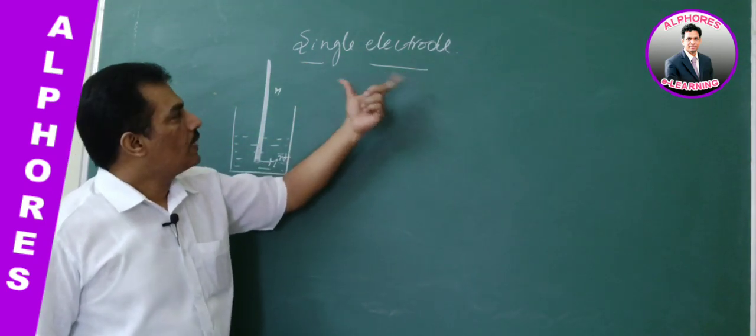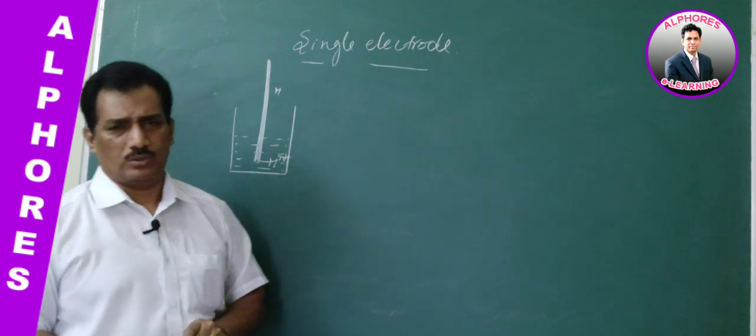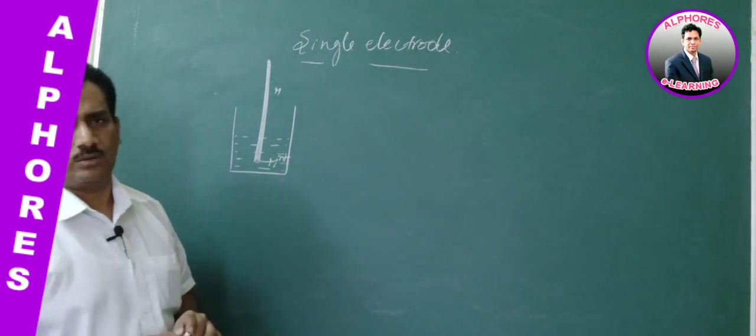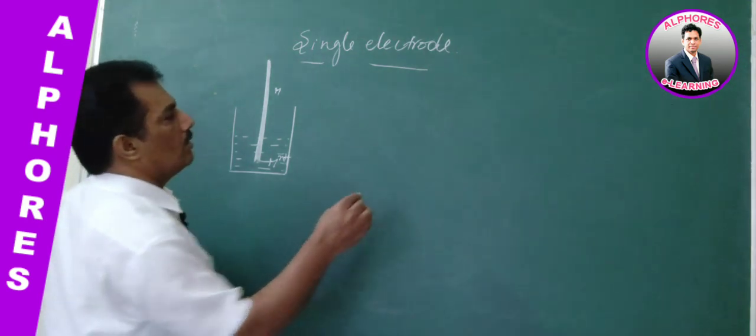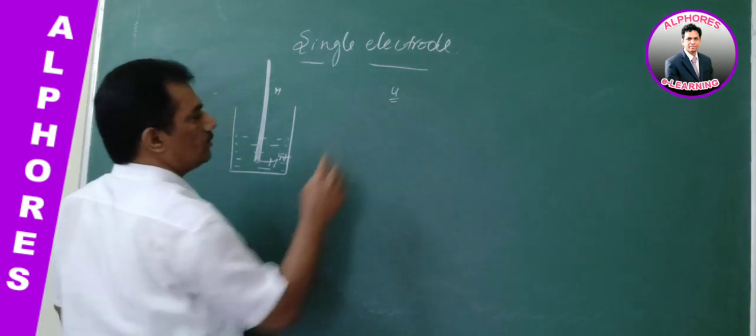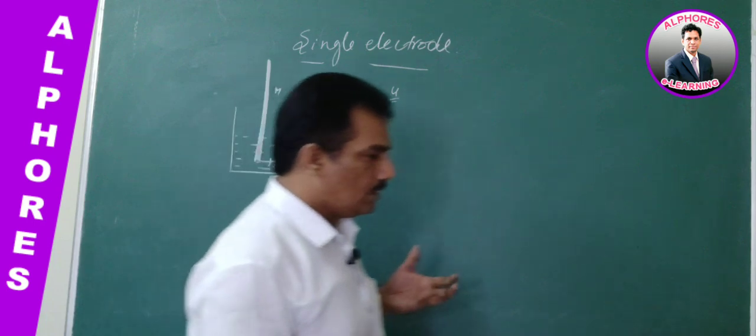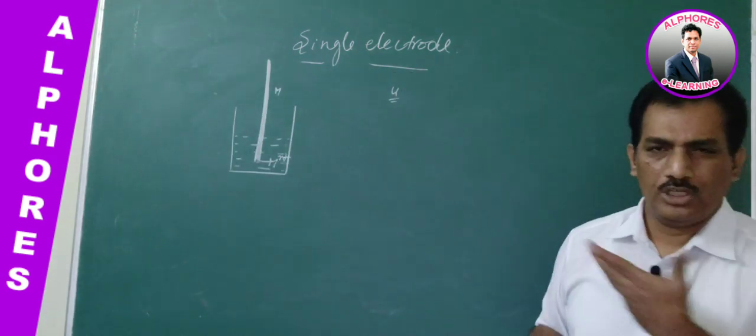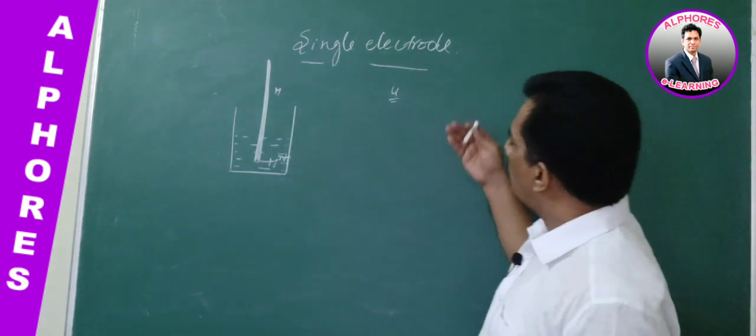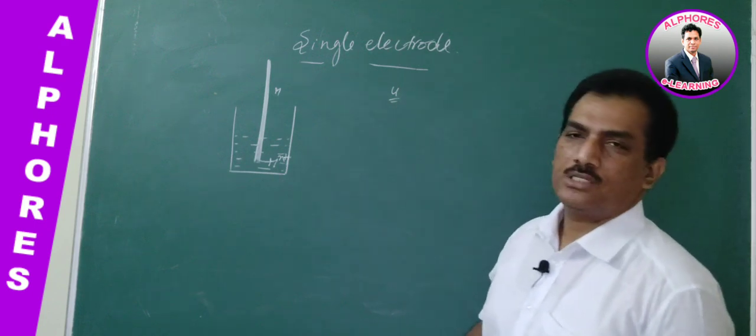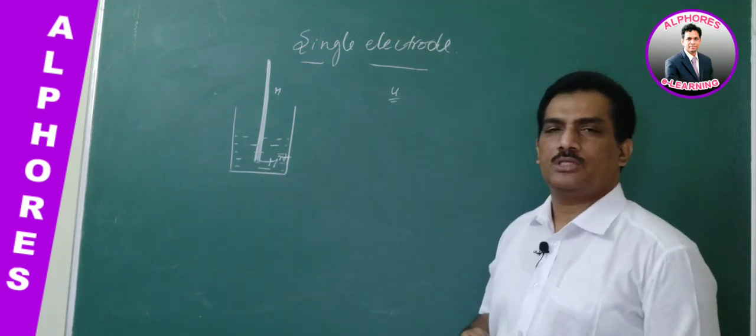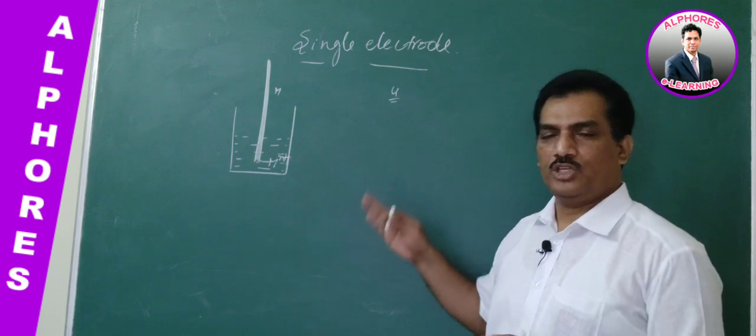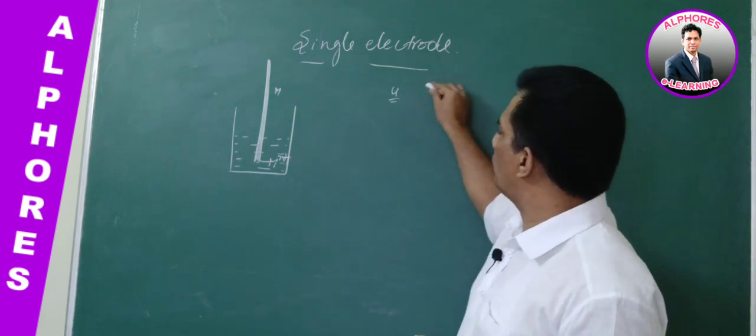Clear? And now there are so many possible single electrodes, but of them 4 are important. We can classify or categorize them into 4. These 4 are important, not only in constructing the electrochemical cell, but for our competitive exam syllabus purpose also. These 4 are important. And now let me give these.